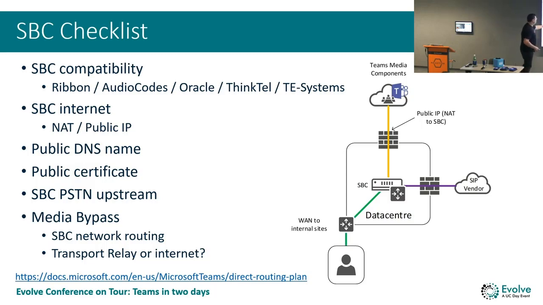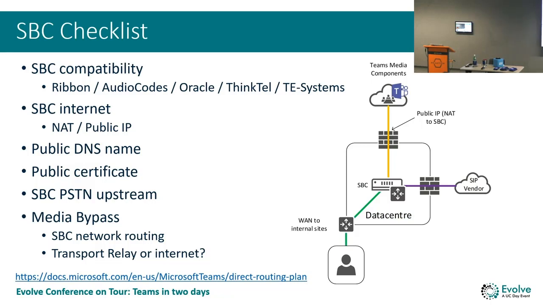Obviously, we have to have some sort of PSTN upstream, SIP, PSTN, whatever it may be. And then for media bypass, we need to think about our network routing. So that's the thing I talked about before, where the client's coming at the SBC this way, and we want to make sure that the response doesn't come back this way. So you might need to talk to your networking team about maybe doing reverse NAT there. And also transport relays or internet. When you have media bypass enabled, the most common scenario I believe that you want that for is where you have internal users talking to that SBC.